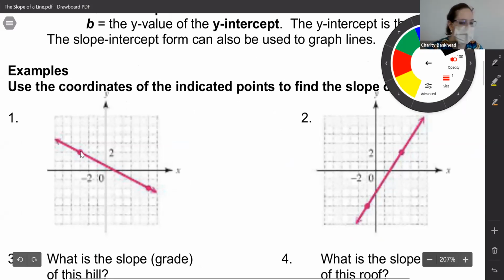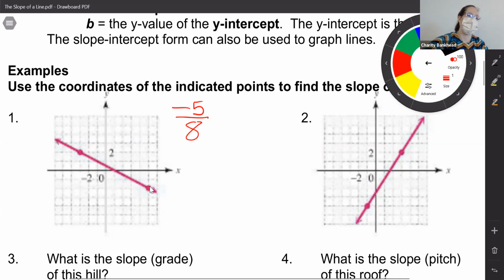So as you're going from left to right, you're going 1, 2, 3, 4, 5. So that's down 5. That's negative 5. And then you're going over how many? 1, 2, 3, 4, 5, 6, 7, 8. You're going over 8. Down 5, over 8. That's your slope.